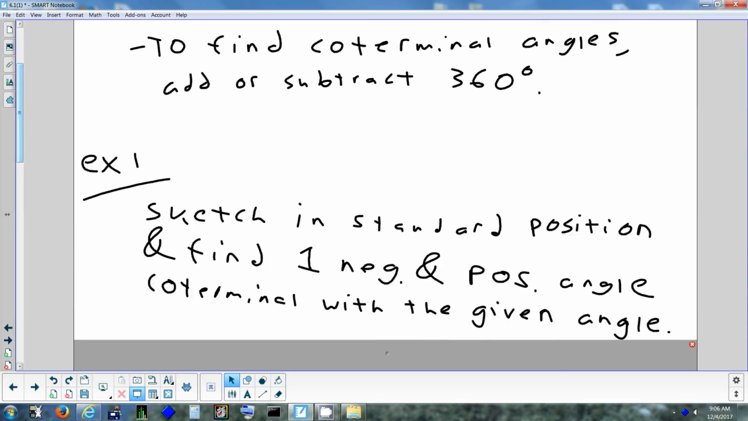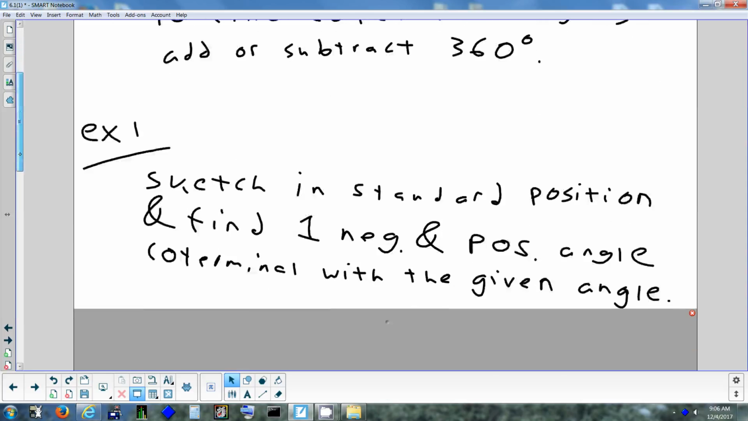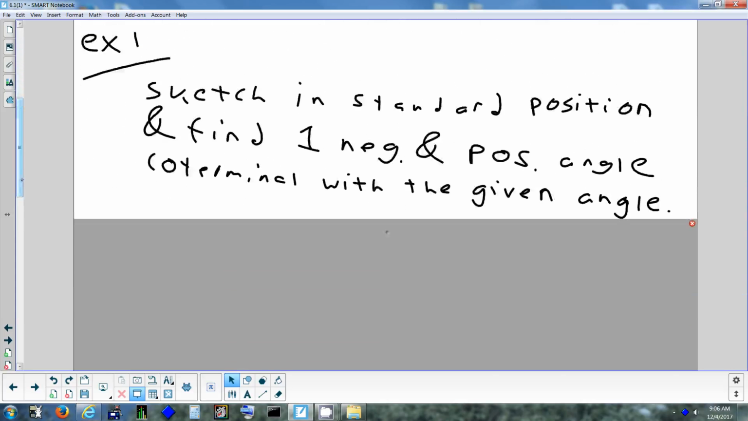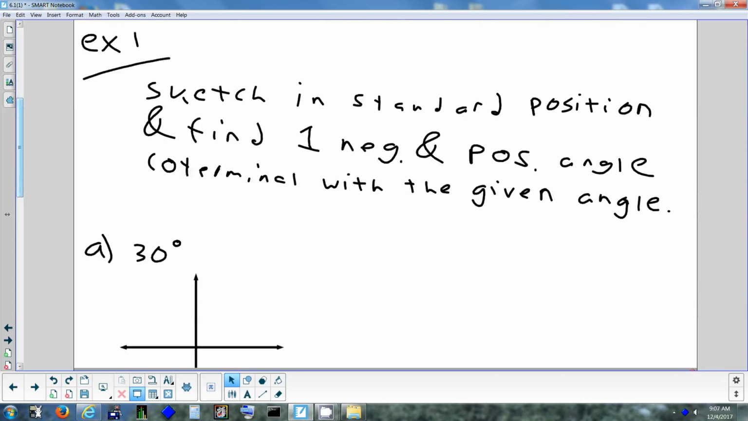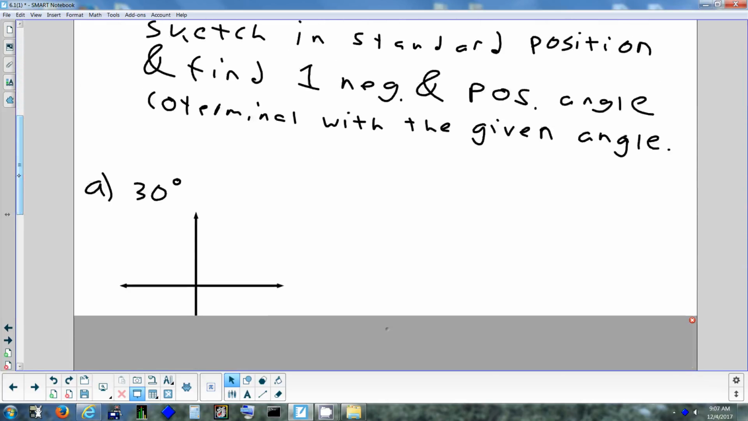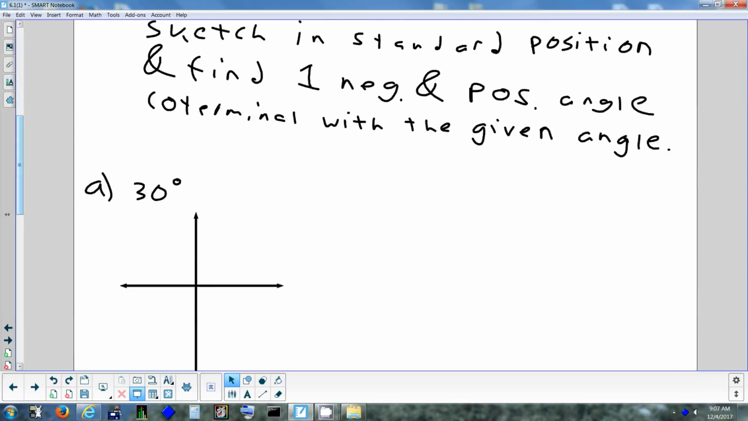Okay, so what we're going to do is just practice sketching a few angles in standard position, and then we'll find a negative and a positive coterminal angle, just by adding and subtracting 360. Right, so first angle is 30 degrees. Okay, I'm not looking for the sketch to be perfect. I'm not checking it with a protractor.